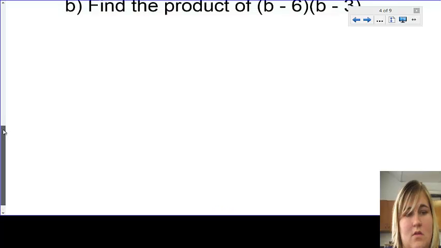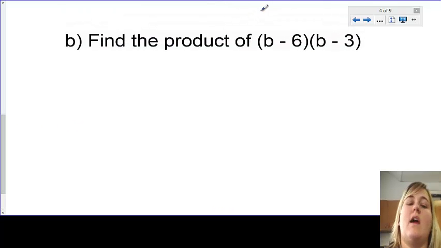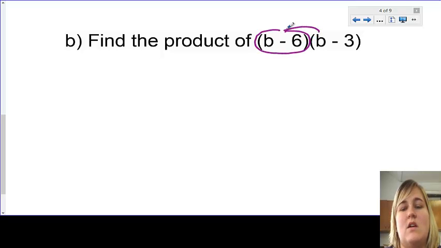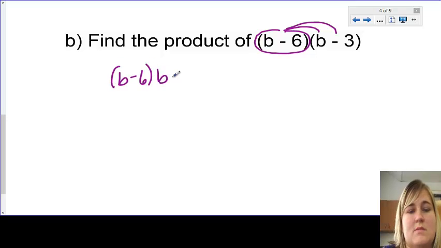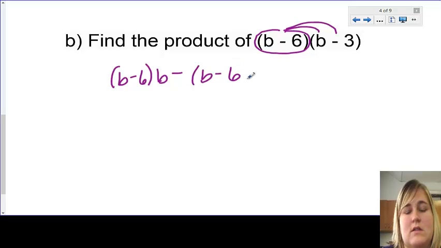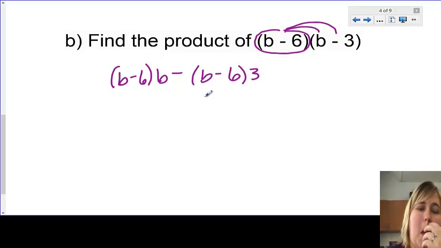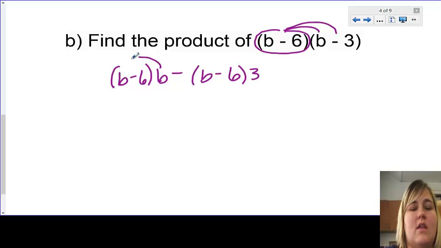Let's go up. Okay, the same thing happens here. I can take this whole thing, because it's in parentheses and touching these parentheses, to both of these. So that would give me b minus 6 times b minus, because of this sign, and I have b minus 6 times 3.